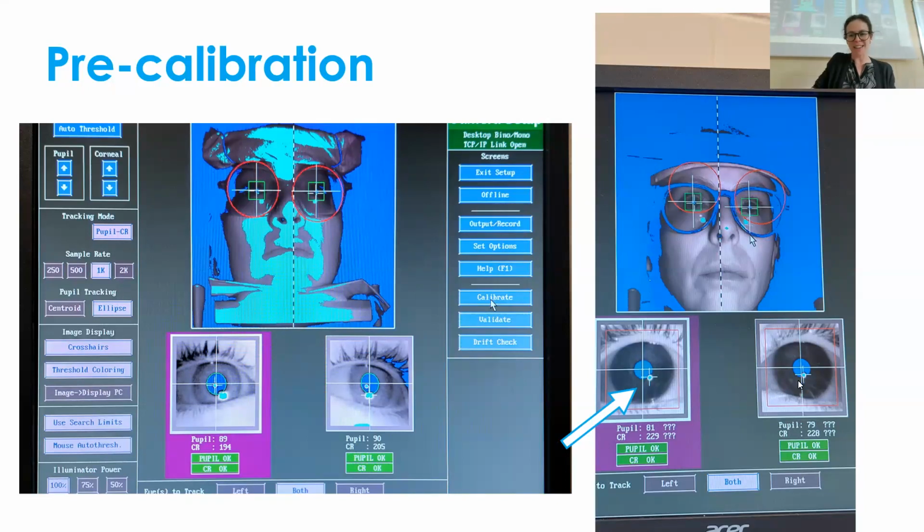So the crosshairs, again, are noticeable and they have been identified perfectly. And the pupil has been filled with blue. So this is good news.